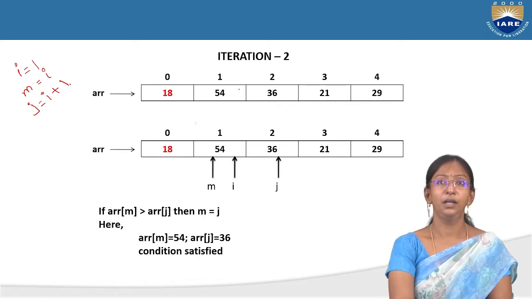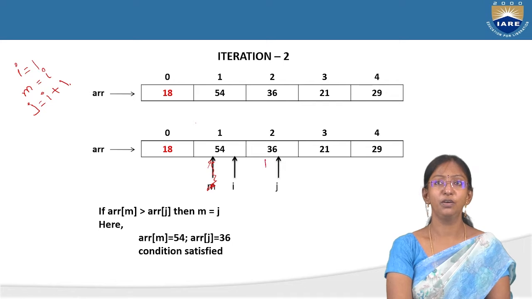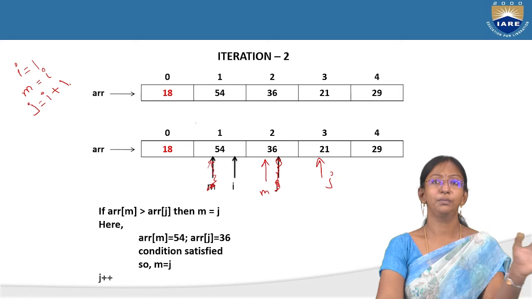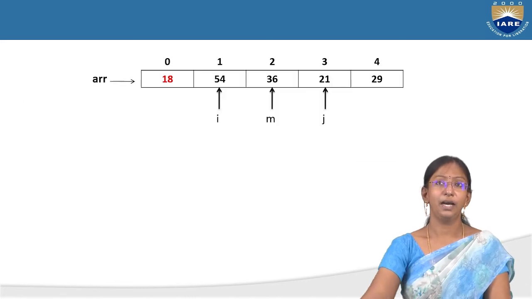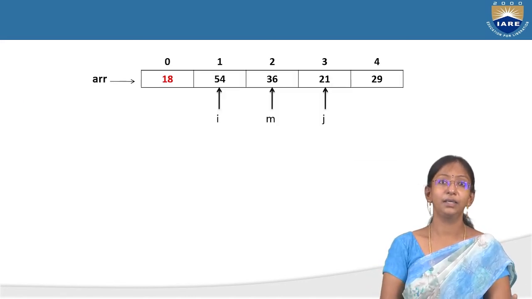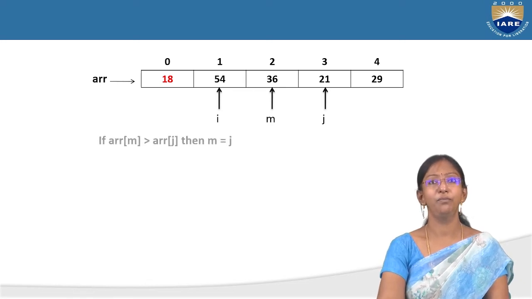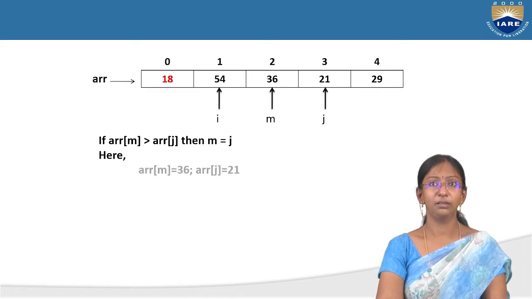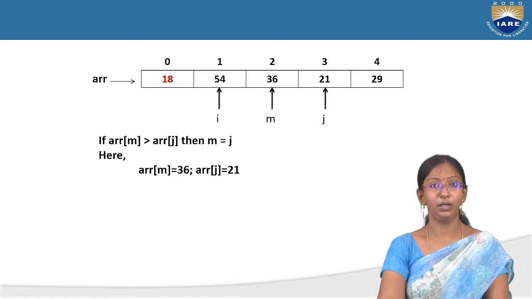Now very simple. Change the position of m. Now m is going to point to the position which j was pointing to, and with every step I'm going to increment j. This will be the new scenario. So I have incremented j also. This is the current one. Again compare the elements pointed by m and j. Here the element pointed by m is 36, whereas j is 21. Is 36 greater than 21?